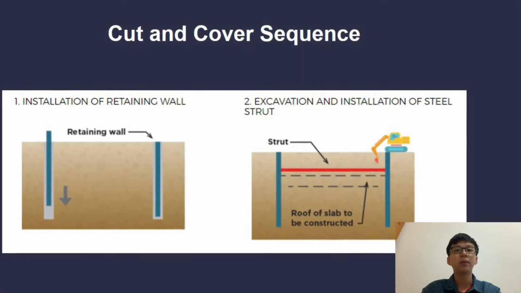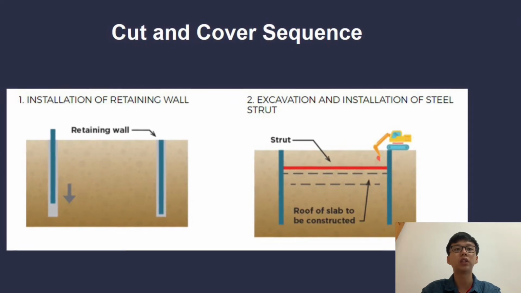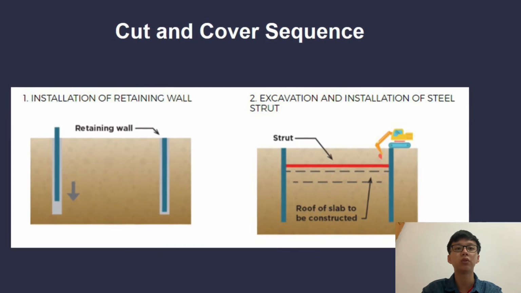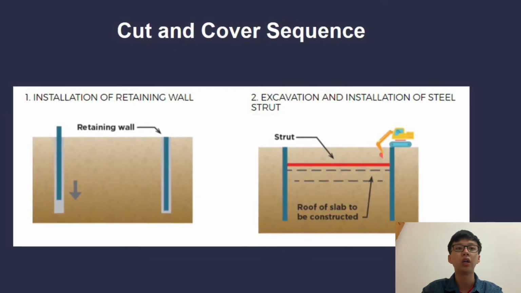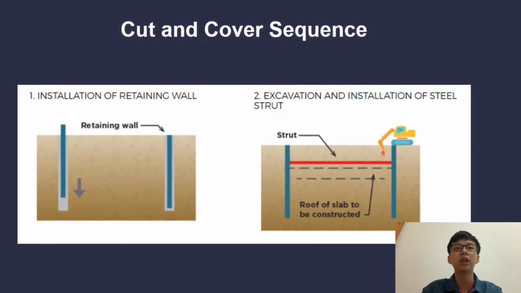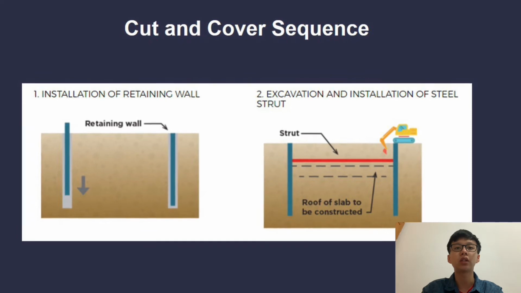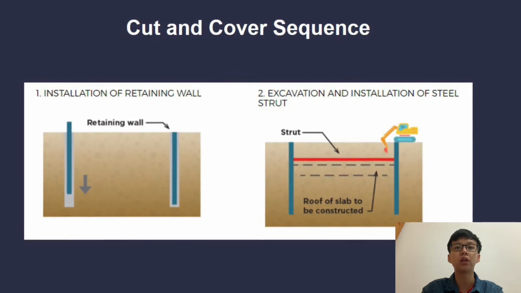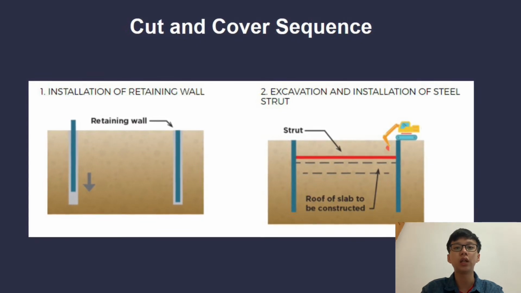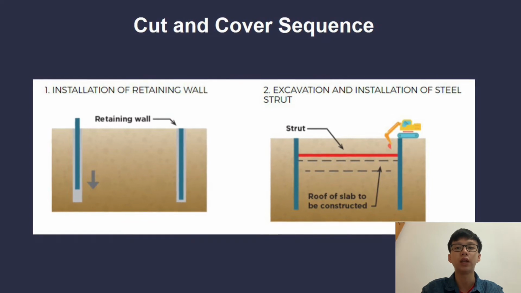Next, I will explain about the cut and cover construction method. The first sequence is installation of retaining wall. The underground retaining wall, which is usually a concrete diaphragm wall, is installed before excavation commences. The second one is excavation and installation of steel strut. Soil is excavated to just below the roof slab of the underground structure. Struts are installed to support the retaining wall, which in turn supports the soil of the site.